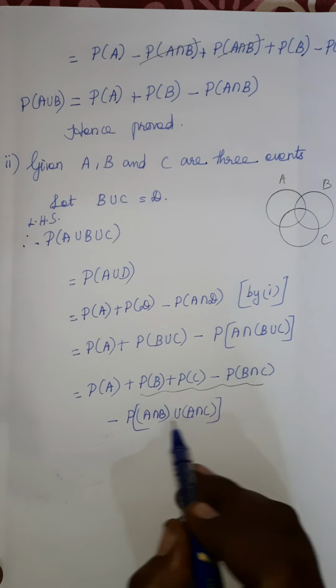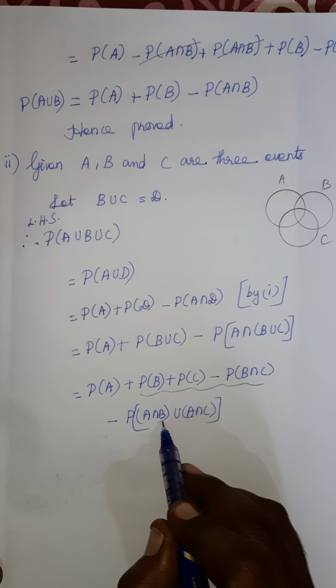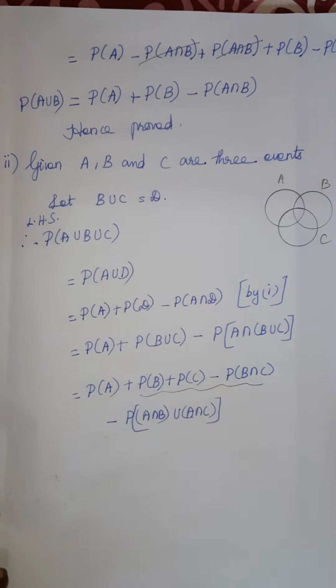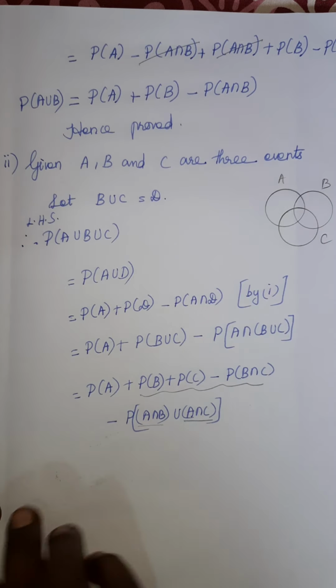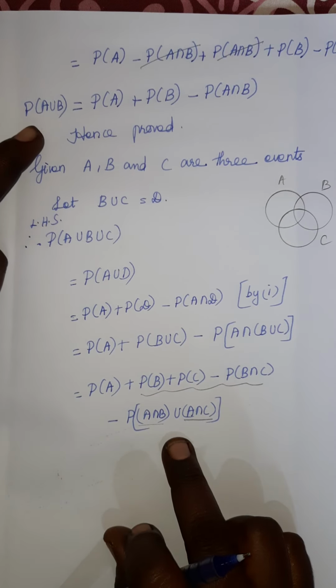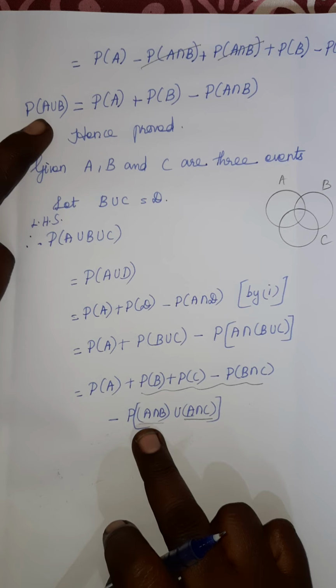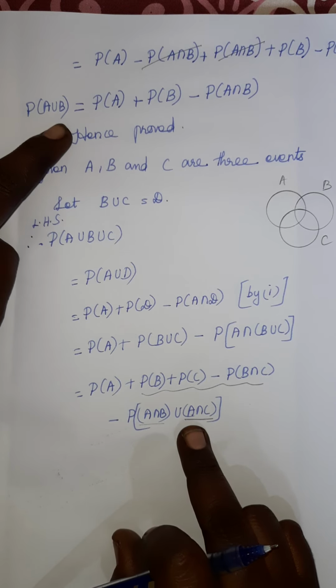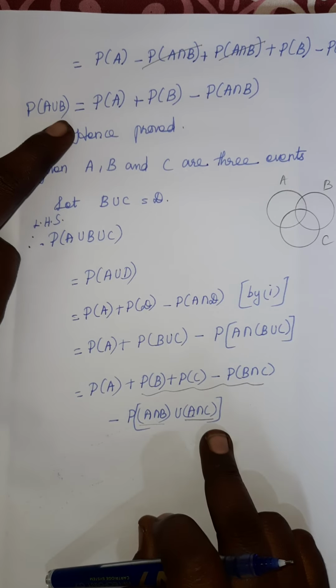Okay, now here you have the union of two sets. A intersection B is one set and A intersection C is another set. Okay, this is one set, this is another set. So how can we write the first part, the union of two sets? The probability of the first set plus the probability of the second set minus the probability of the intersection of these two sets.